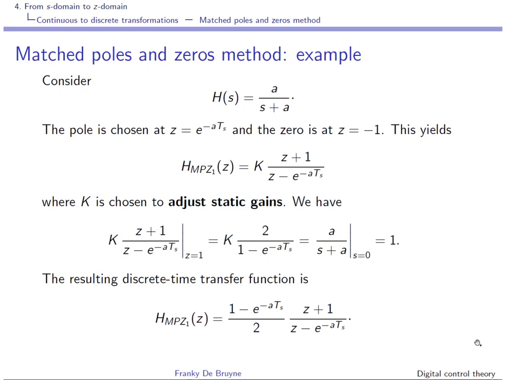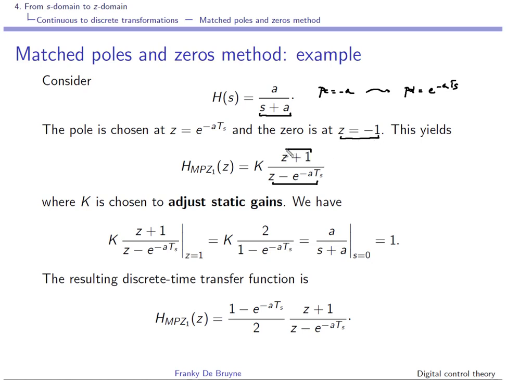So let us apply this to our system. First order system with DC gain or static gain 1. We have a pole here that is minus a, so the discrete pole will become exponential of minus a Ts. This is what you see over here. We have a zero at infinity. If s tends to infinity, the transfer function tends to 0. So this zero at infinity will be replaced by a zero at z equals minus 1.